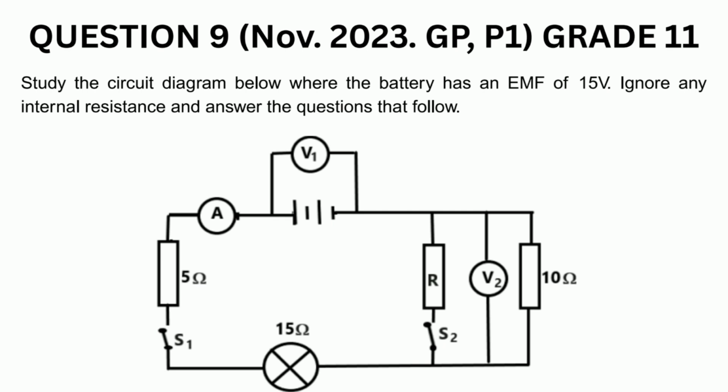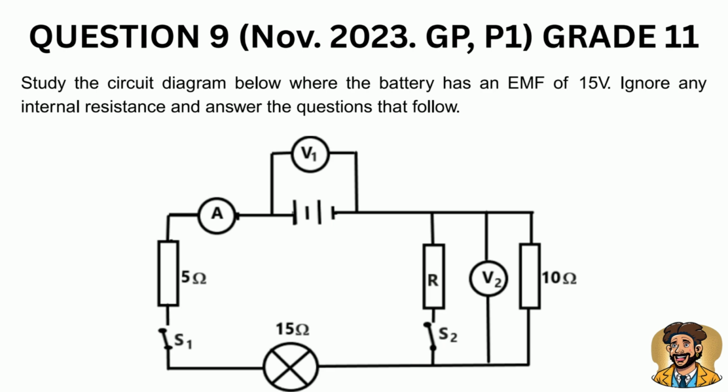This question was question 9 done in the Gauteng province in 2023 in the grade 11 question paper. It's quite a good question, so let's dive into it. The question says, study the circuit diagram below where the battery has an EMF of 15 volts. Ignore any internal resistance and answer the questions that follow.